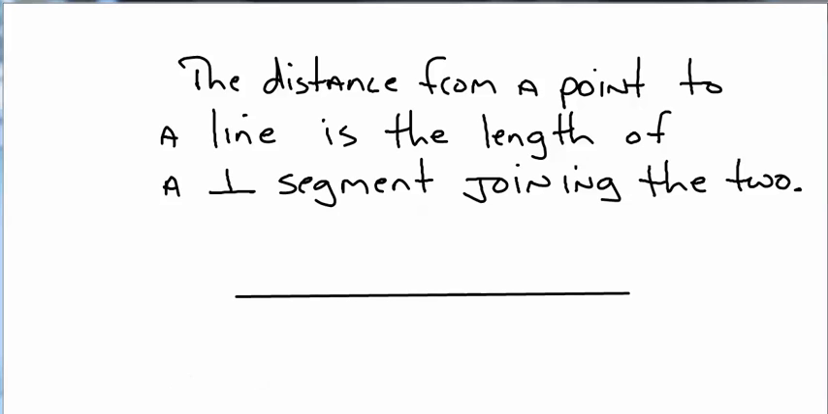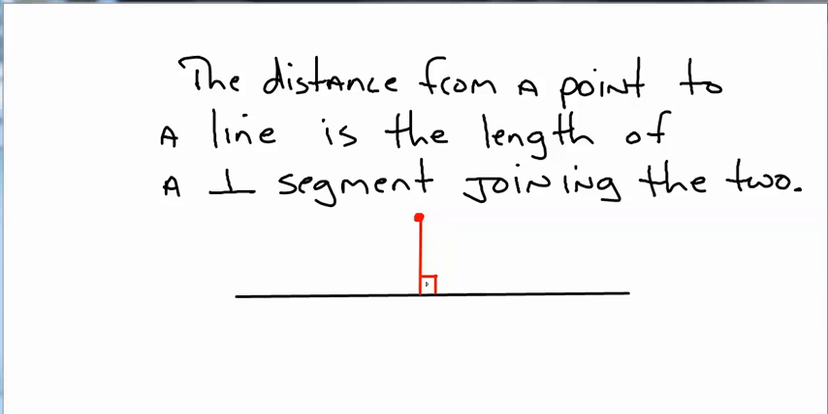So, got a line, point. If you wanted to measure the distance from the point to the line, you would measure it here, wouldn't you? You would measure it there, wouldn't you? And you would want that angle to be 90 degrees. Okay? So when you're dealing with how far a point is from a line, you want to use a segment that's perpendicular to the line. Okay?